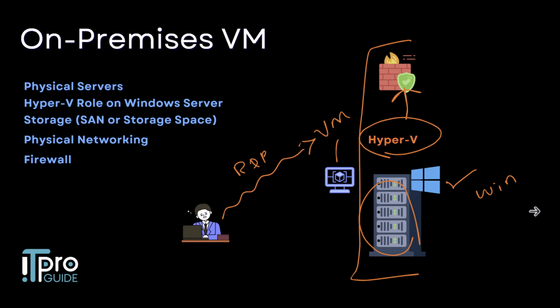So if you list out the things you need: a physical server, Hyper-V role on Windows servers, storage, then physical networking, firewall. These are the steps and items that you need to set up an on-premises setup.